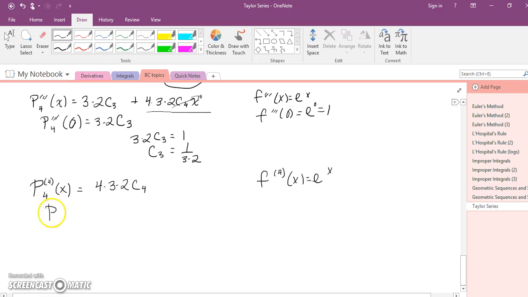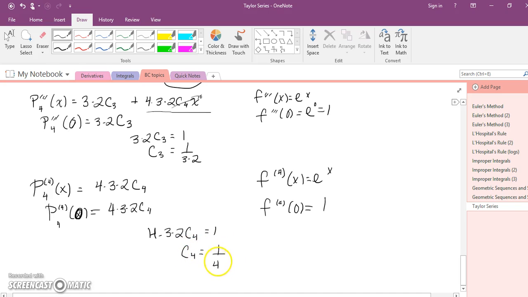Again, surprise. The fourth derivative of p sub 4 at 0 is just this. There's no x to plug into. And the fourth derivative of f at 0 is e to the 0, which is 1. So set your polynomial value equal to your function value. c sub 4 is 1 over 4 times 3 times 2.